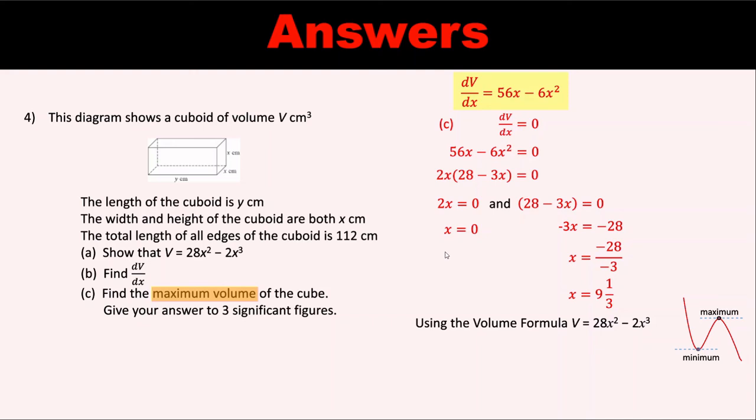And if we look at our x coordinates in order, the first x coordinate, the lowest x coordinate, is 0. So where x is equal to 0, that's going to be our minimum point. Where x is equal to 9 1/3, that will be our maximum point. But we still need to work out what that maximum is. So when x is equal to 9 1/3, substitute that into the volume formula to work out what the volume is. Three significant figures, that's 813 centimeters cubed.